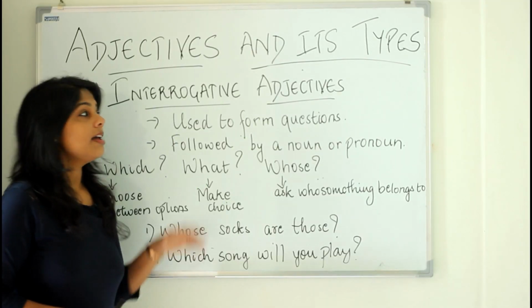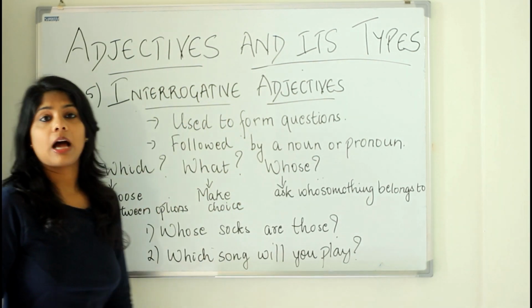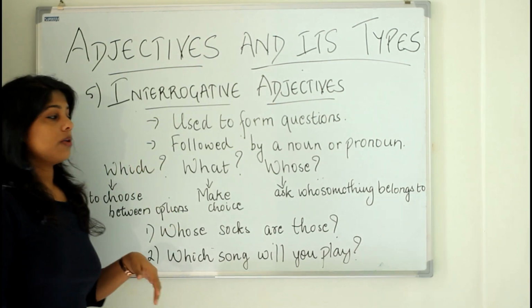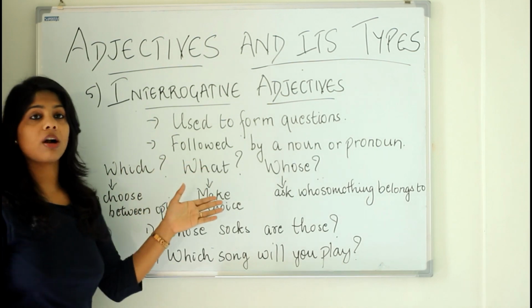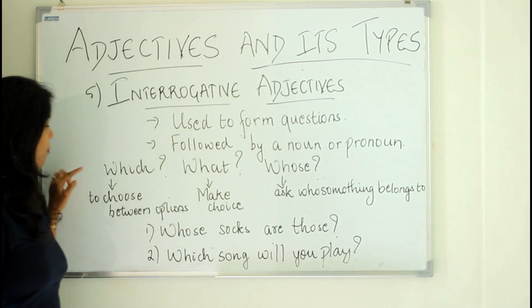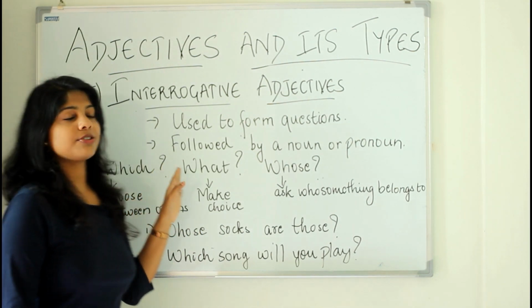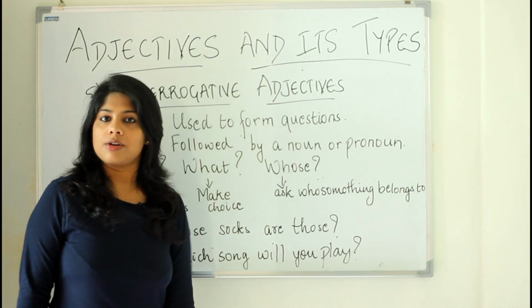The next one is the interrogative adjective. Now the interrogative adjectives are used to form questions. They are followed by a noun or pronoun. Some examples of interrogative adjectives are which, what, whose. Now which is used to choose between options, what is to make a choice, and whose is to ask who something belongs to.